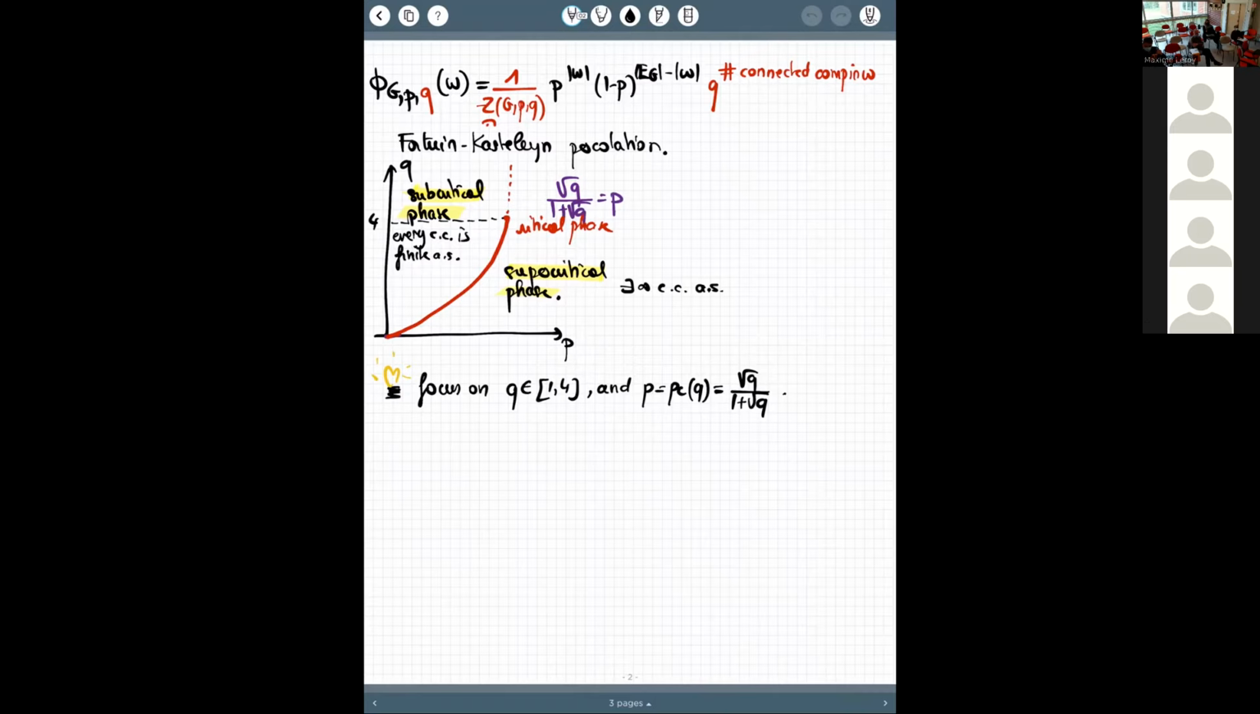It's also related in another direction to Potts models. When Q is an integer, if Q is equal to 2, it's related to the Ising model, the 2-state Potts model. If Q is equal to 3.